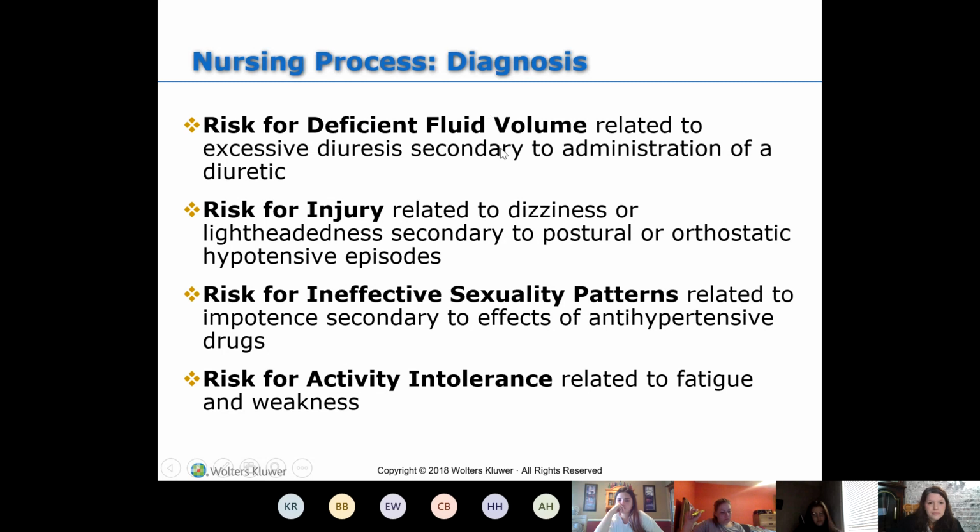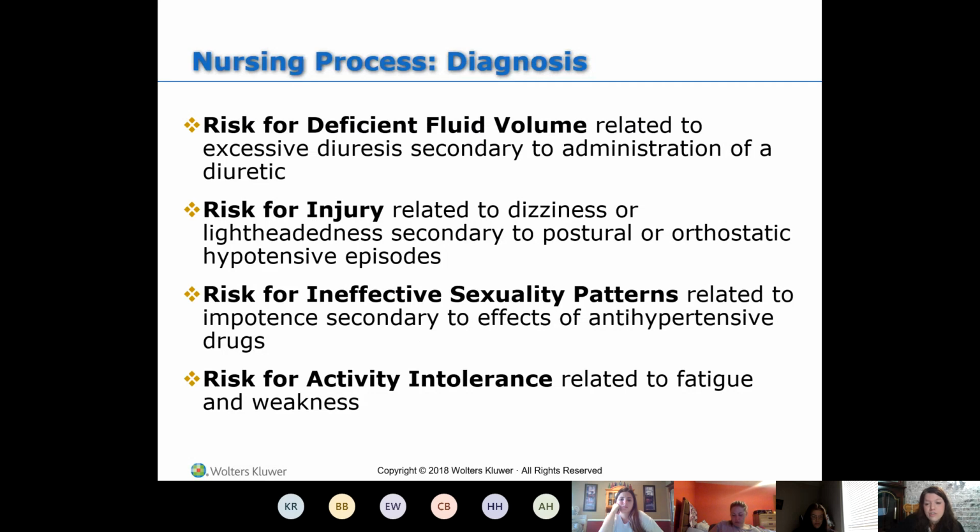So some diagnoses related to antihypertensive medications are going to be risk for deficient fluid volume, because with certain meds, we're going to be getting that excess fluid off through diuresis. Risk for injury, we talked about, related to the dizziness or the lightheadedness. Risk for ineffective sexuality patterns. So some drugs, we're going to talk about that in a little bit.